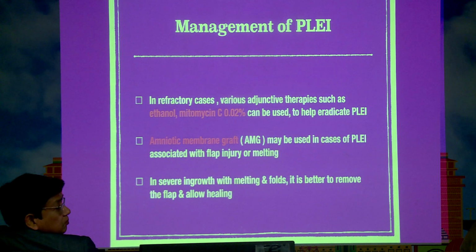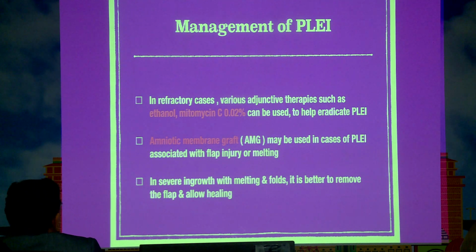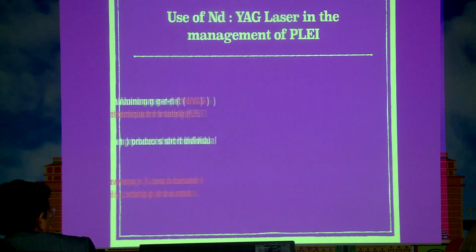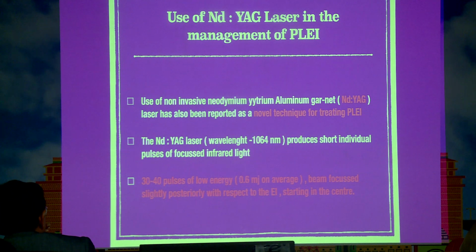In refractory cases, various adjunctive therapies such as ethanol and mitomycin C can be used to help eradicate epithelial ingrowth. Amniotic membrane grafting can be used in cases associated with flap injury or melting. And in severe ingrowth with melting and folds, it is better to remove the flap and allow for self-healing. The use of Nd:YAG laser has also been proposed as a novel technique for treating epithelial ingrowth.